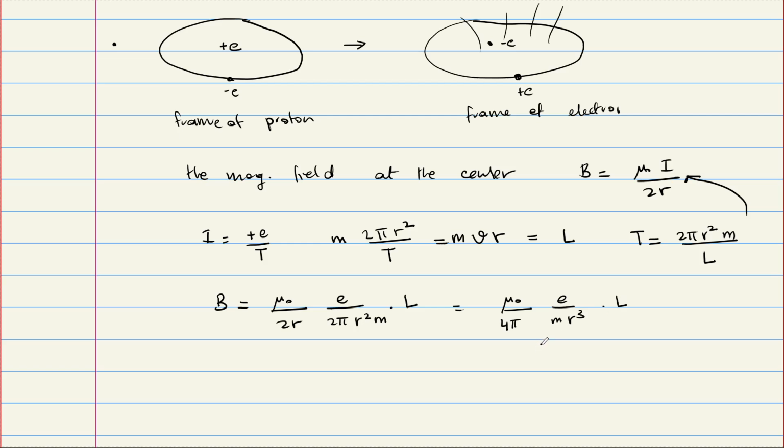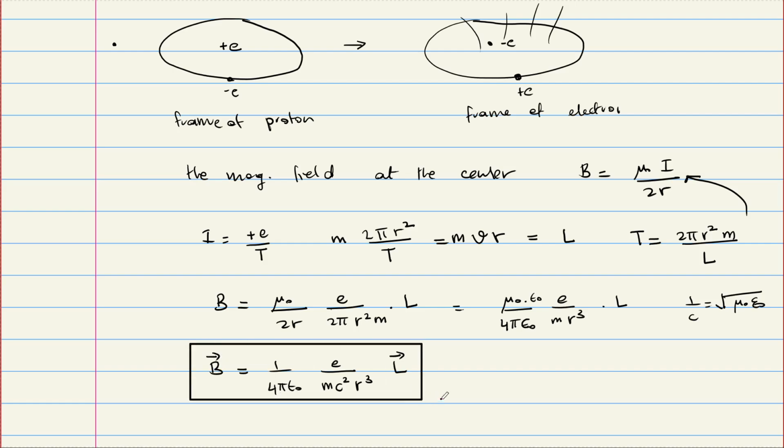I want to write it in a different form, using 1 over c equals root mu 0 epsilon naught. This is also from E&M. So then this is going to be 1 over 4 pi epsilon naught times E over m c squared r cubed times L. To convert it into vector form, I just put vectors on the angular momentum and magnetic field. Good.